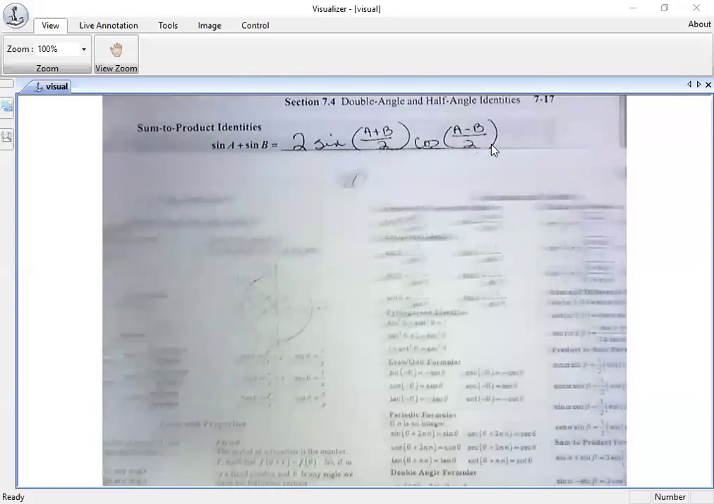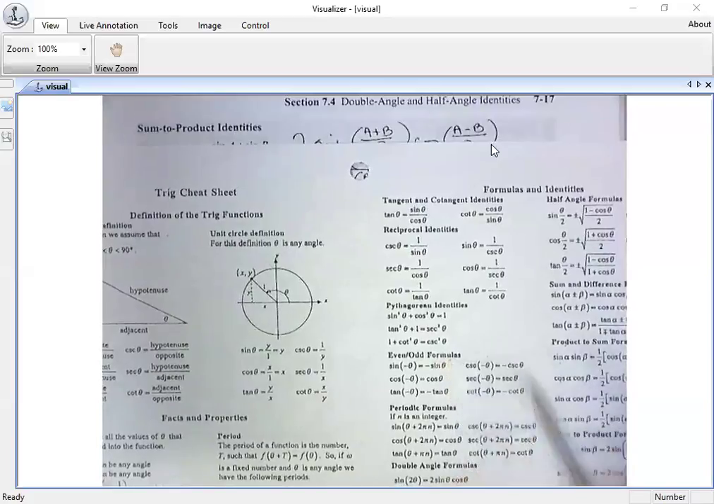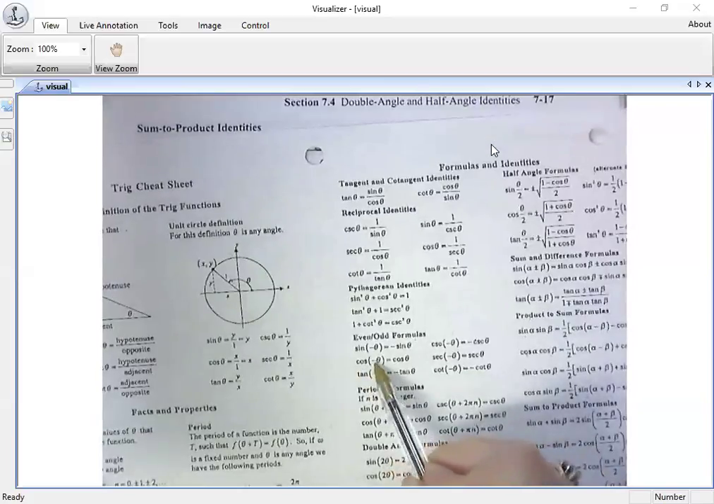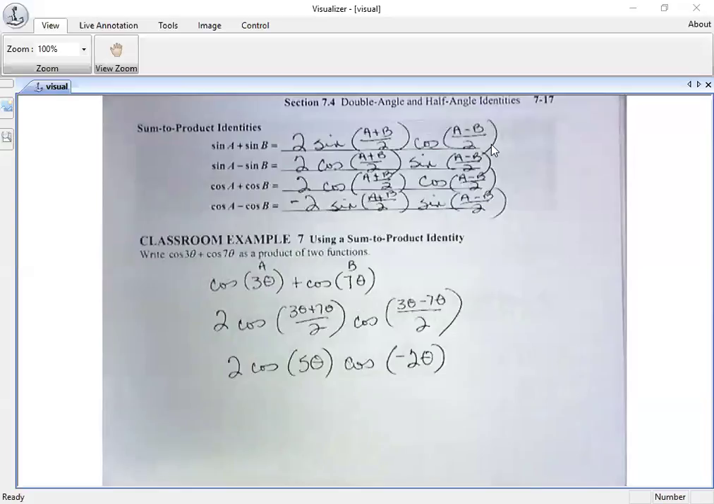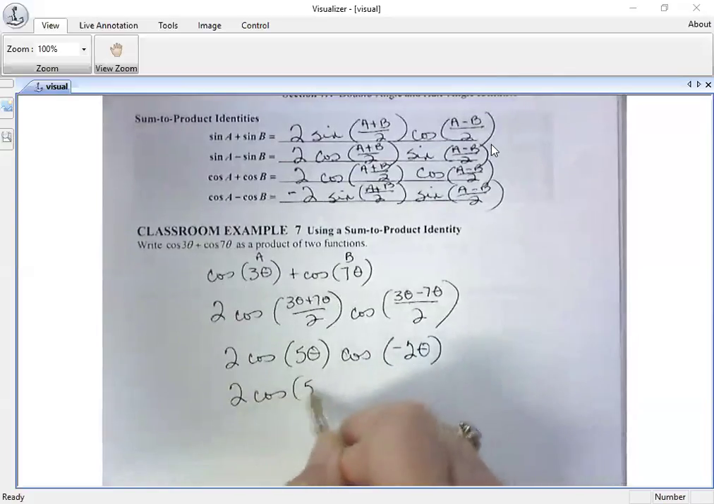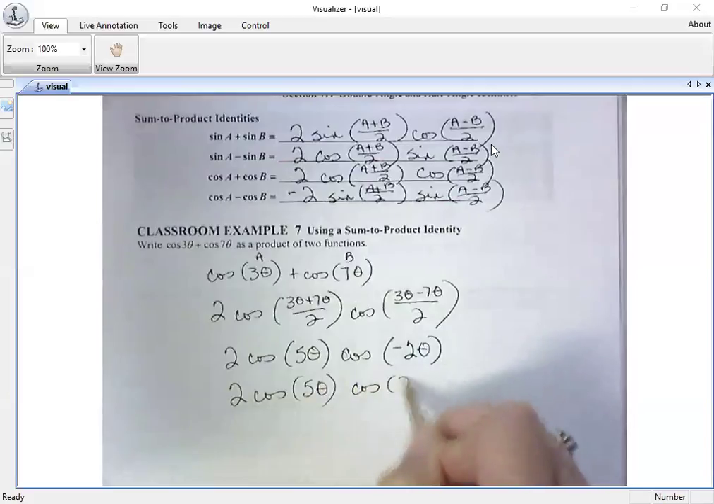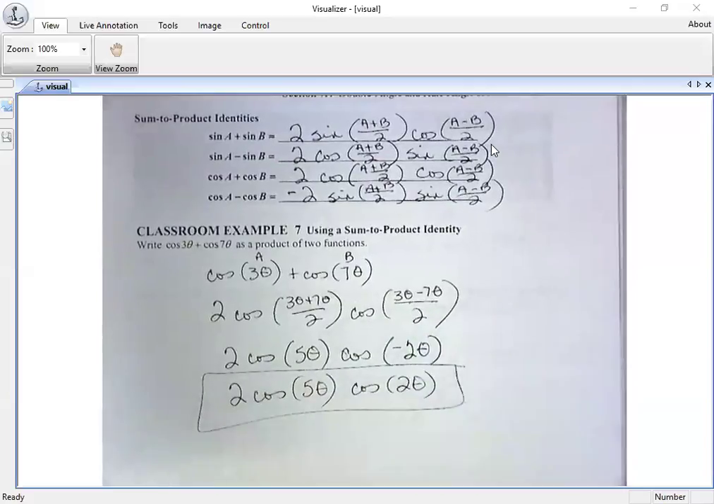They're going to want you to use these even odd formulas. So if it's a cosine of a negative angle, that's equivalent to what? The cosine of the positive of that angle. So final cleaned up form is 2 cosine 5 theta times cosine of 2 theta. So this cosine would be changed to positive. Yes, by using the even odd formulas. If it had been sine of -2 theta, how would we have changed that one? It would have been a negative in front of the sine, I'm sorry, the negative of sine of 2 theta. All right.